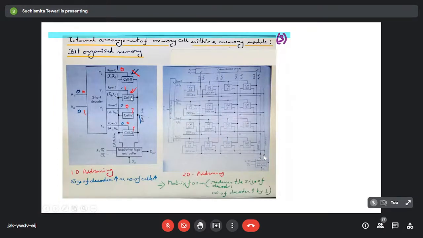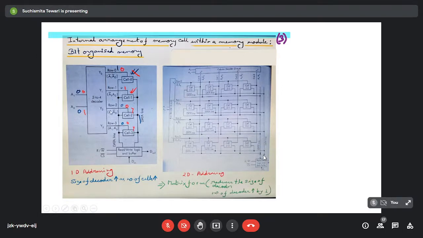Now how do we address or point to these 4 different cells? In order to do that, we have taken the help of this 2:4 decoder. And depending on the row value that is connected to each cell of this, we are pointing to it, or we are going to enable that particular cell.